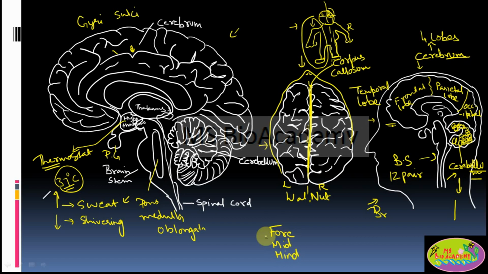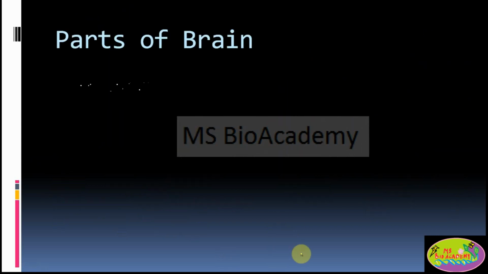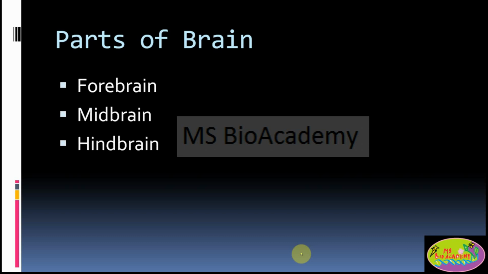Now what do you mean by this? The forebrain is this portion, the uppermost portion. The midbrain is between the forebrain and the hindbrain, somewhere here. And the hindbrain is this lower portion of the brain, right? So this is a simpler form in which we can divide it. So let's have a look into this. Parts of the brain you can divide: forebrain, midbrain and hindbrain.